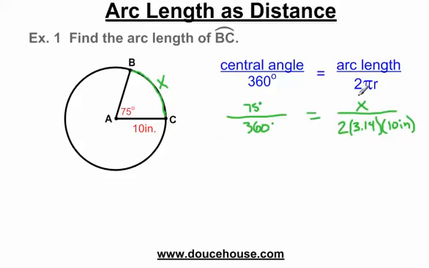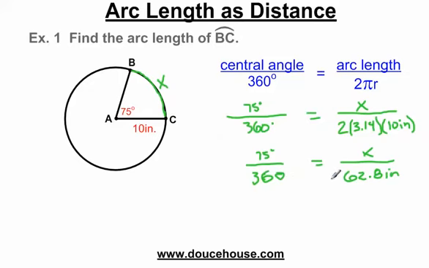So I'm going to plug this in my calculator very quickly here. 2 times 3.14 times 10, that gets me 62.8. So I'm going to simplify this down to 62.8 inches. I'm going to leave everything else as is, 75 degrees over 360 degrees.